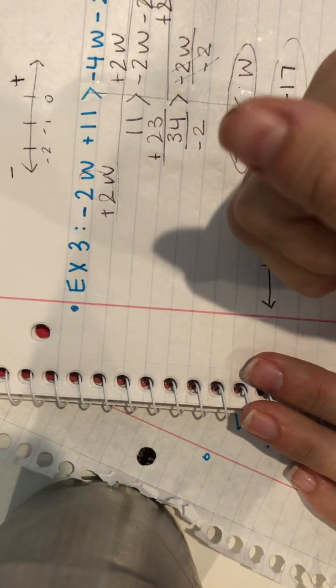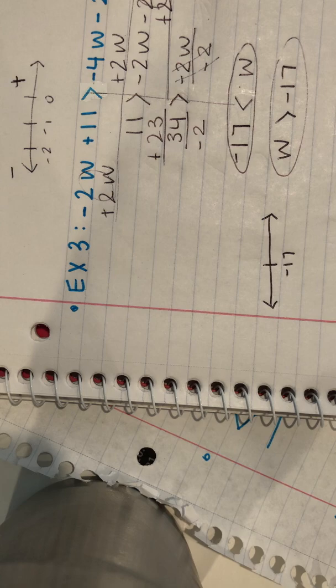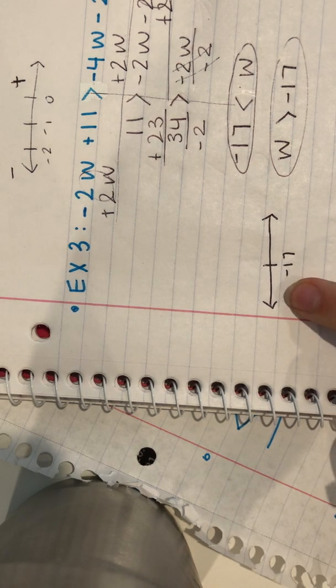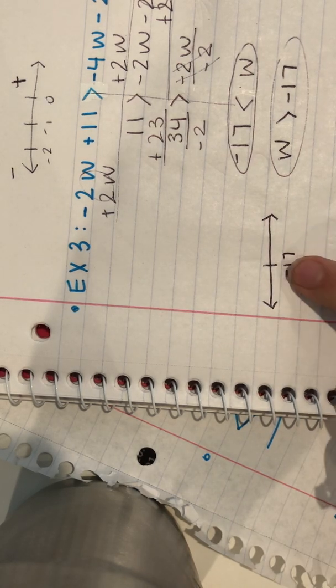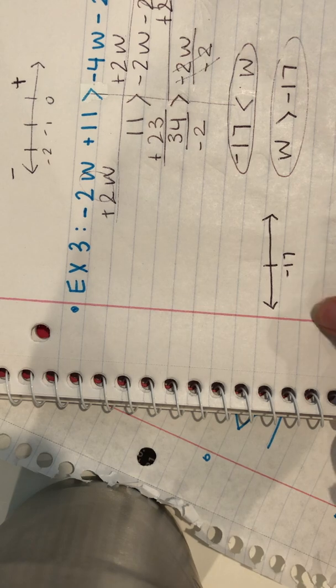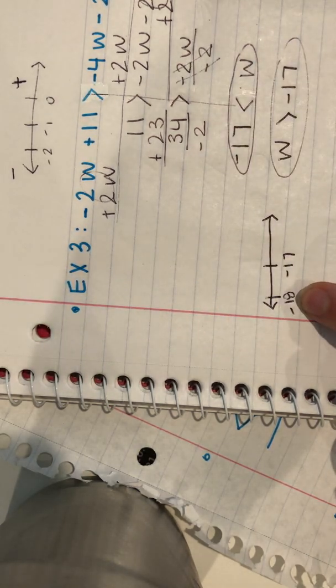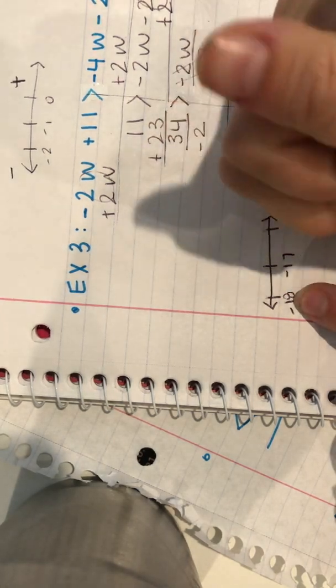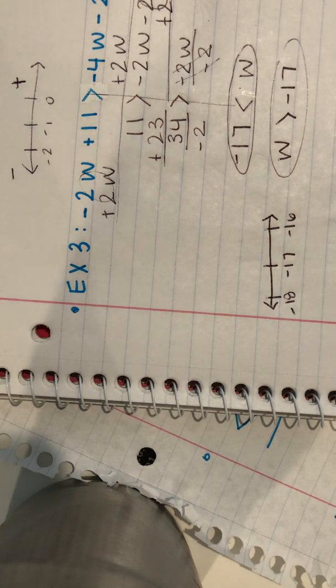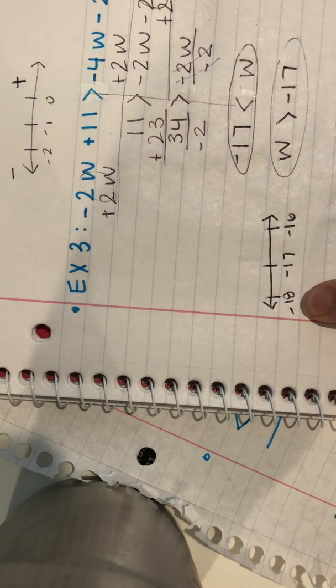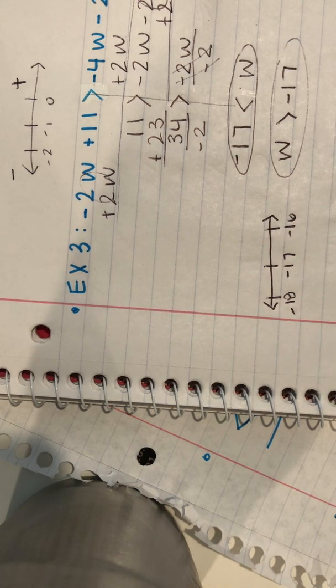I'm going to put a negative 17 in the middle. I need a smaller value for the left side. Well, smaller than a negative 17 would be a negative 18. It's further to the left side. This is our smaller value. And then a negative 16, okay? Negative 18 is further away from 0 on that left side, so it is smaller.